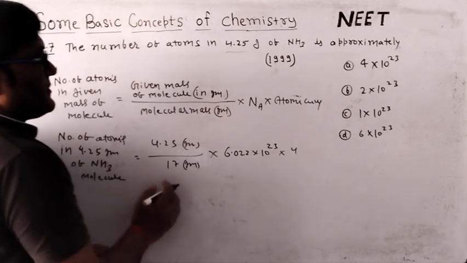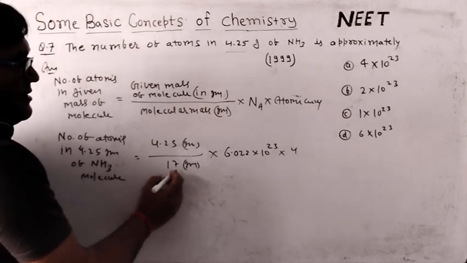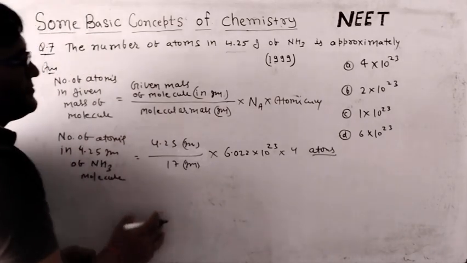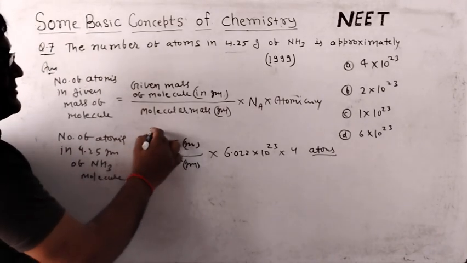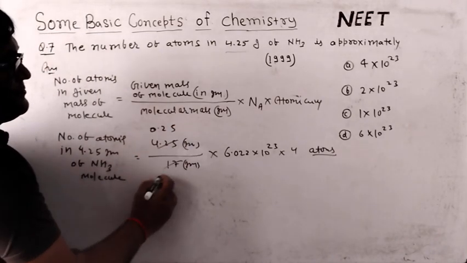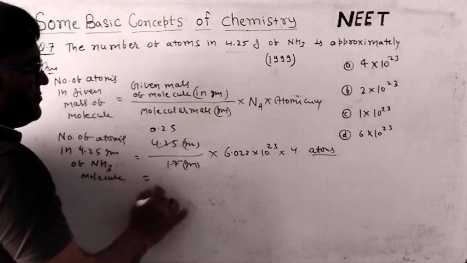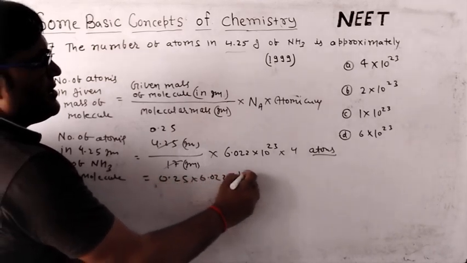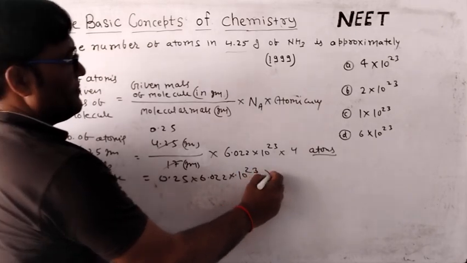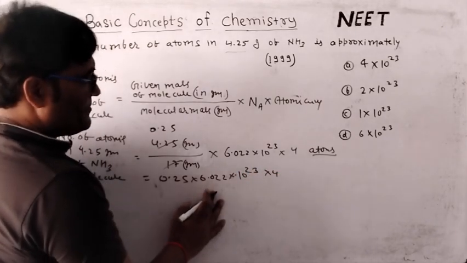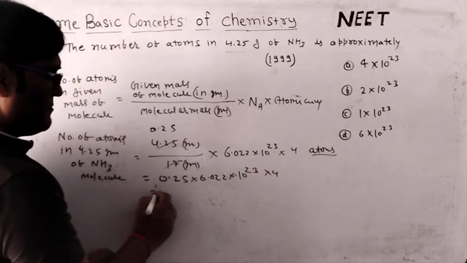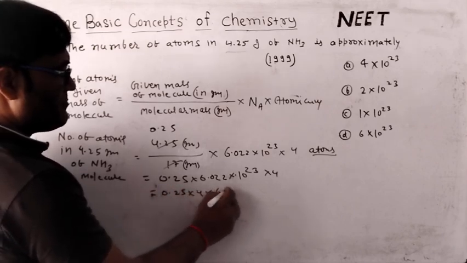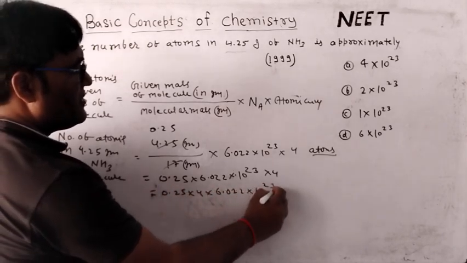Now after calculation, 4.25 divided by 17 is 0.25, and 0.25 multiplied by 6.022 into 10 to the power 23 into 4 atoms. So 0.25 into 4 into 6.022 into 10 to the power 23 atoms.